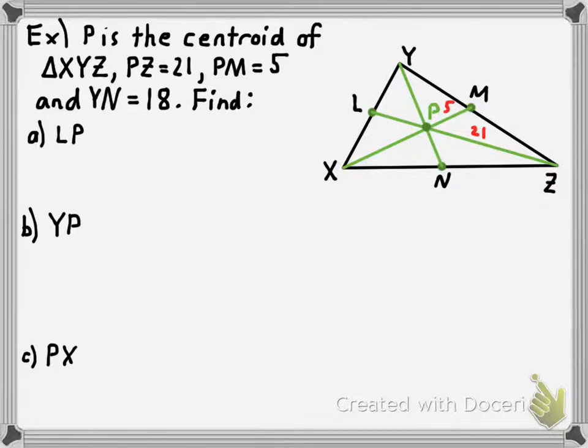But what we're going to do is find three other distances using that information. The distance from L to P, Y to P, and P to X. And we're using the fact that the centroid is located 2/3 along the way from the vertex of a triangle to the midpoint of the opposite side. Alright, let's look at the distance from L to P. And I want you to find out which median that distance is a part of. And it turns out that that distance is a part of the distance from Z to L.